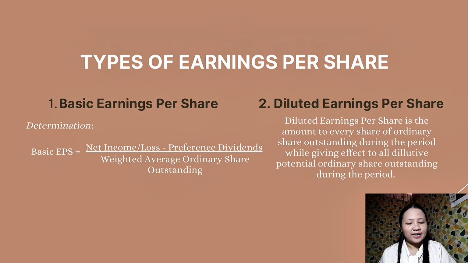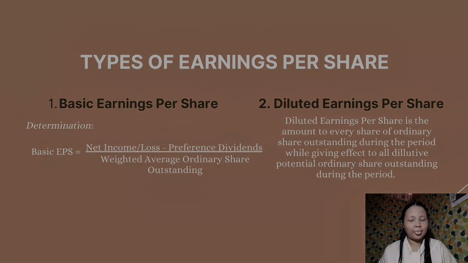So in basic earnings per share, we only consider the actual outstanding ordinary shares, since ordinary share has a variable return on investment. And for the determination of the basic earnings or loss per share, basic earnings per share is equal to the net income or loss less preference dividends over weighted average ordinary shares outstanding.